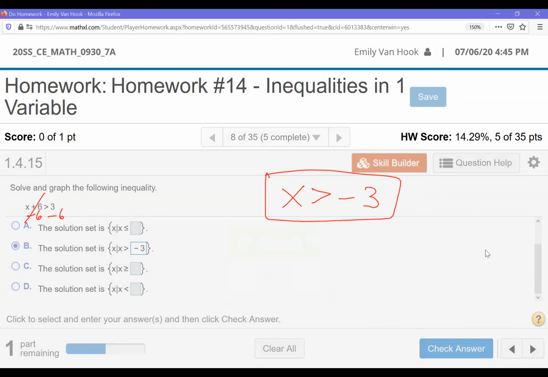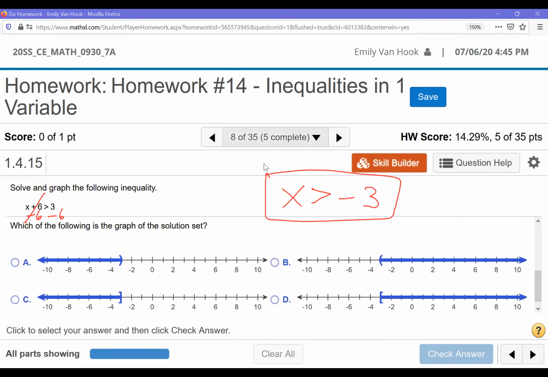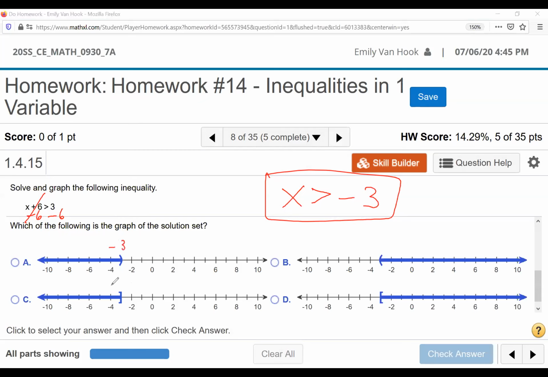Okay. Then the next thing I get to do is choose my number line. So which of the following is the graph of the solution set? If you look carefully, all of these arrows are lined up with -3. So we have to choose based on the direction and the symbol. Greater than is our symbol, so we know we need to go to the right. That should help us narrow down.